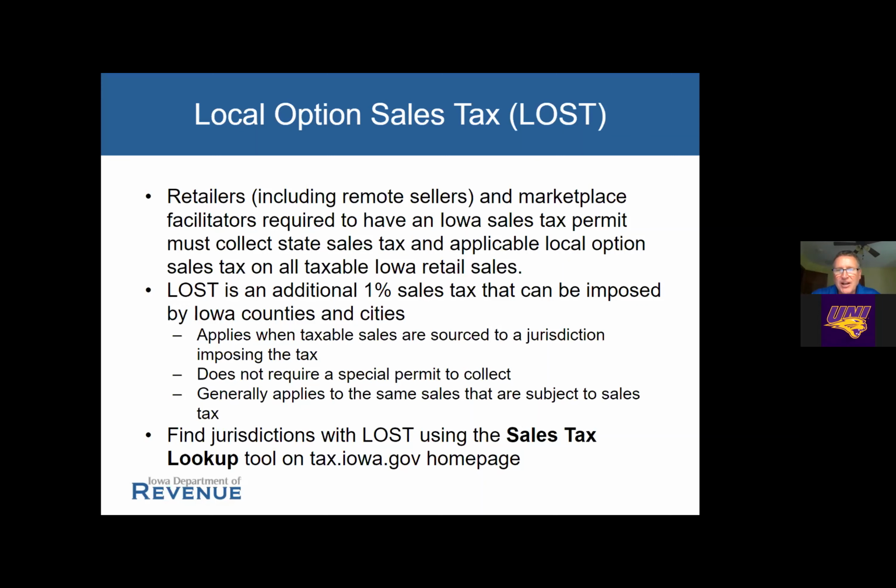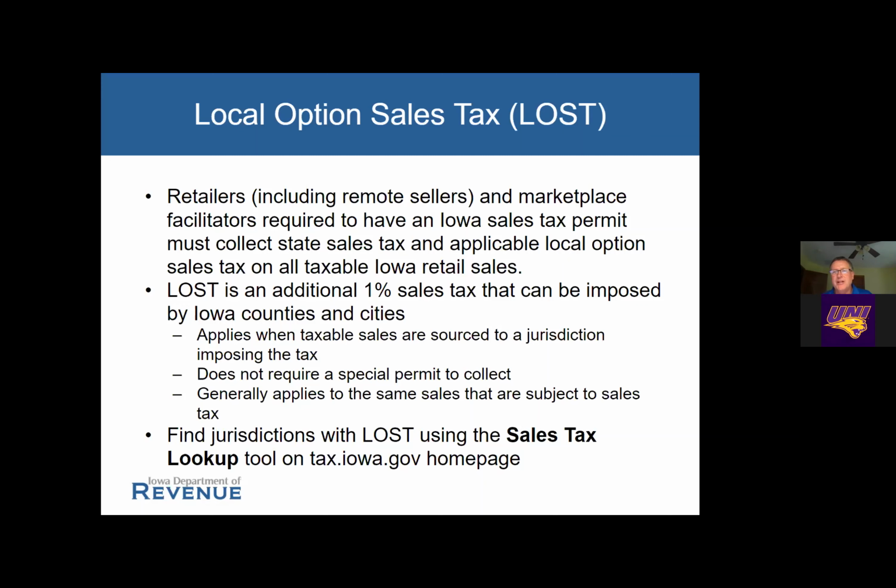The local option tax does. So if local option applies, you're going to charge 7% instead of 6%. And I did mention this a little bit earlier on our website. We do have a lookup tool on our homepage, tax.iowa.gov, and there is a place to click on the lookup tool. It's really pretty neat. You can type in the address and it'll tell you what the rate is. So it's a good tool to use.